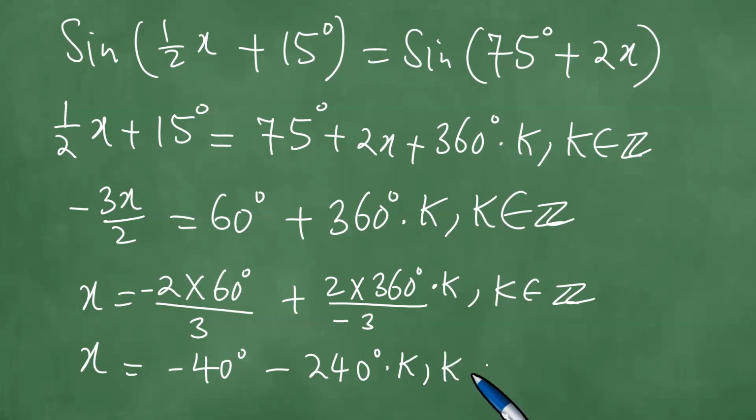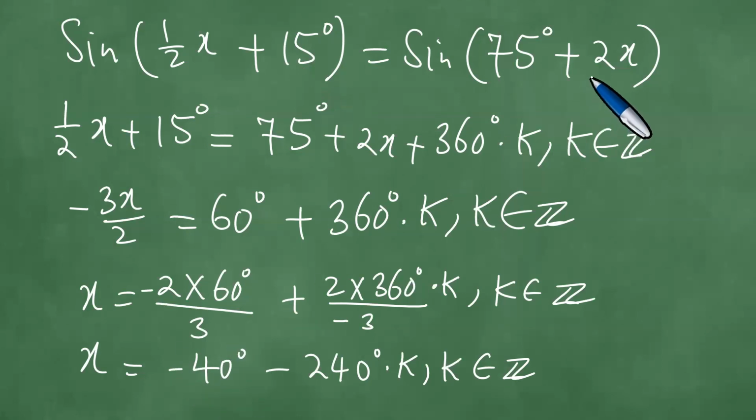By k, where k is an element of the set of integers. Okay, so we get this result here. And we observe this result very carefully and analyze it. For example, if you substitute into the equation above, what do you get? We get minus 40 plugged in there. It gives us minus 20 degrees plus 15, which is exactly minus 5 degrees.